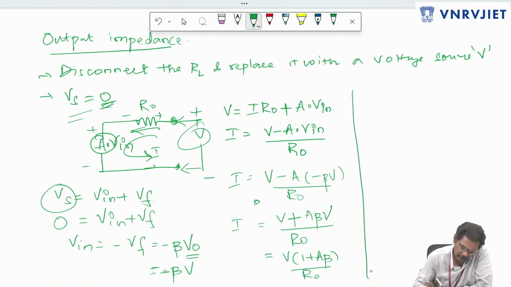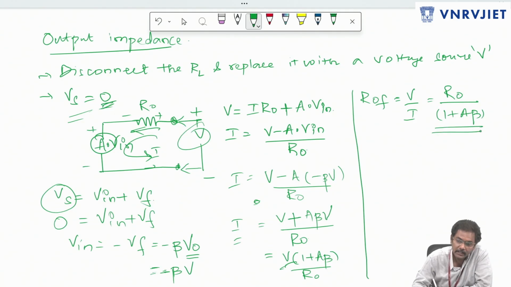Now what I'm interested in is getting the value of Rof. So Rof is voltage by current, right? So now what I have here is the voltage and on this side I have current. So if I do that, it is going to be Rout divided by 1 plus A beta. So we can see that the output impedance has decreased by 1 plus A beta times. So this is also one of the most important requirements for the voltage amplifier. Hope I have cleared this.